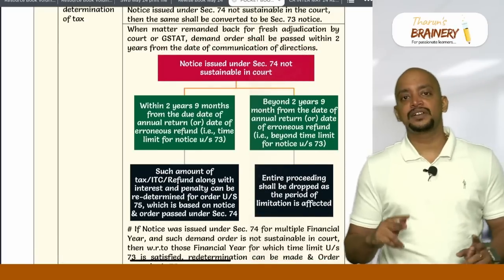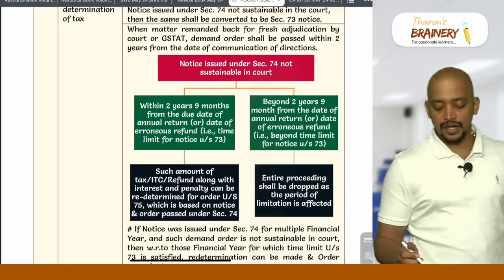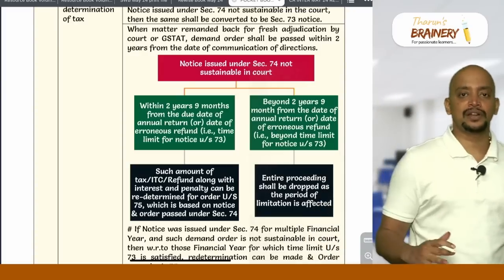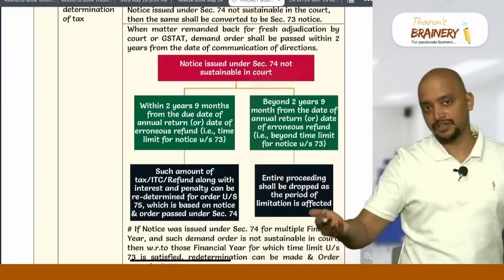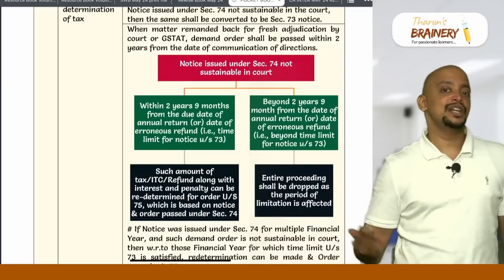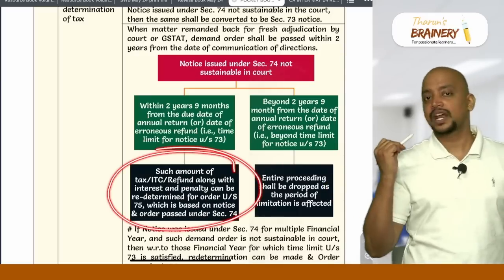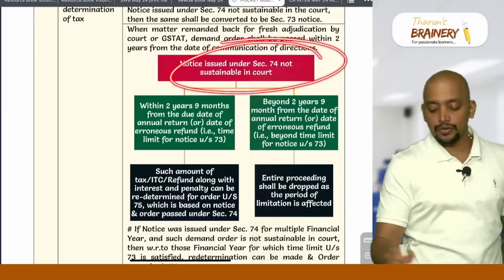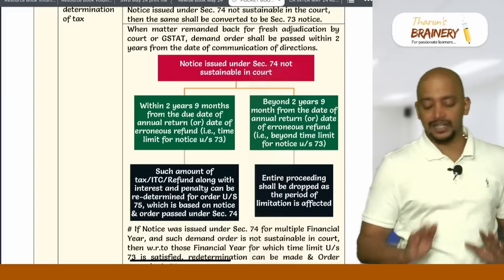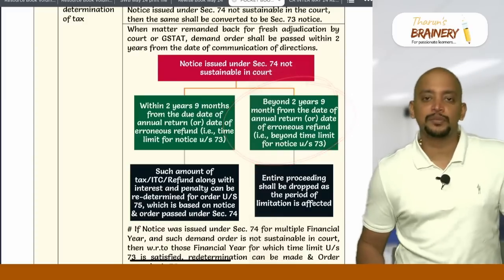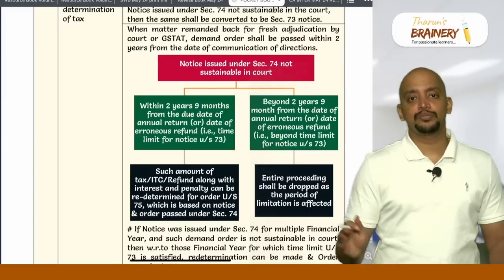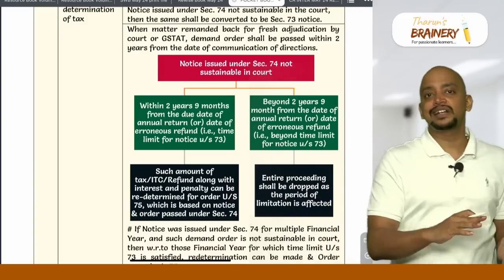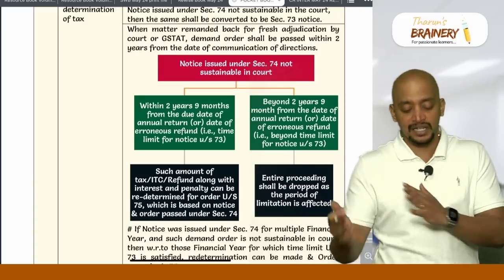What is the time limit under 73? That is 2 years 9 months. How 2 years 9 months? 3 years minus 3 months, 2 years 9 months from the due date of annual return. Then whatever notice given under 74 is within the time limit under 73, can the recovery be made? Yes, that amount can be recovered, using that notice itself. Suppose the notice given under 74 is not within the time limit under 73, so beyond 2 years and 9 months from the due date of annual return, then the recovery cannot be made as per the amount in that notice. So the same 74 notice can be treated as a 73 notice, and if it is within the time limit, the recovery can be made.